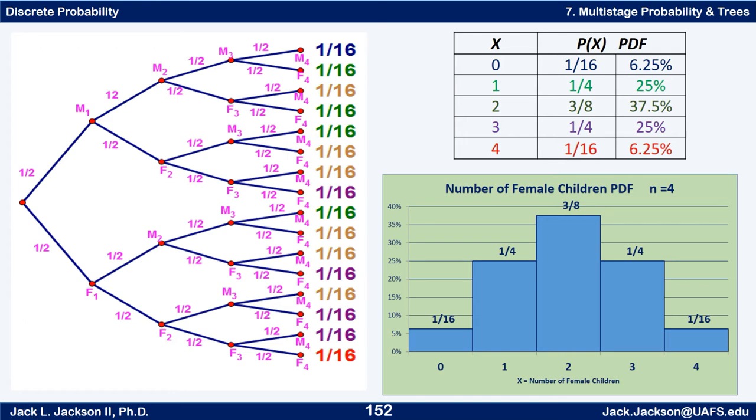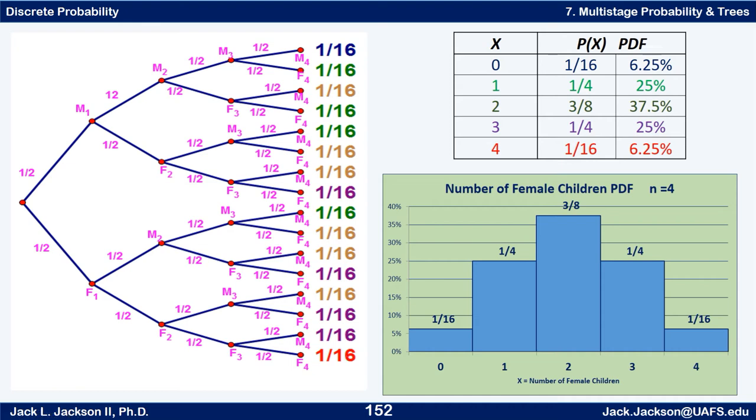Now, X is the number of female children. If you're having 4 children, you could have either 0, 1, 2, 3, or 4 females. If you look, the only way that you could get 0 children that are female is to have male, male, male, male. It's only this top path all the way across, which is 1/16. Similarly, the only way you can have 4 females is to go female, female, female, female. It's the only path, this bottom one, this red one of 1/16.